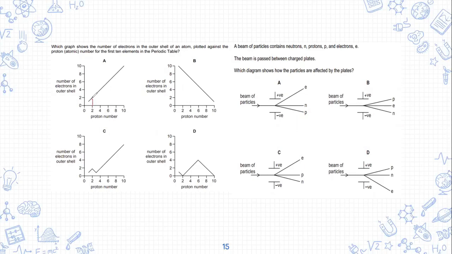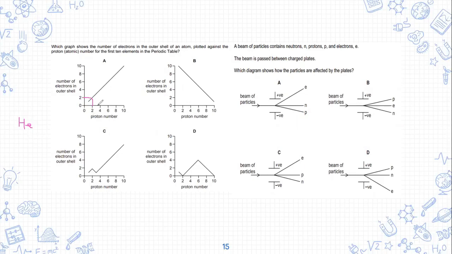So first, if I start from 2: for proton number 2, we have 2 electrons. So helium has proton number 2 and it has the same number of electrons in its outer shell because it has a duplet configuration, right?